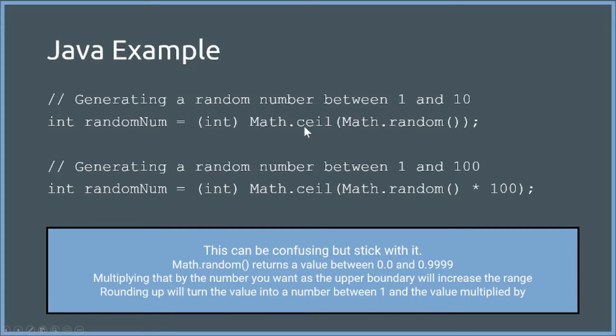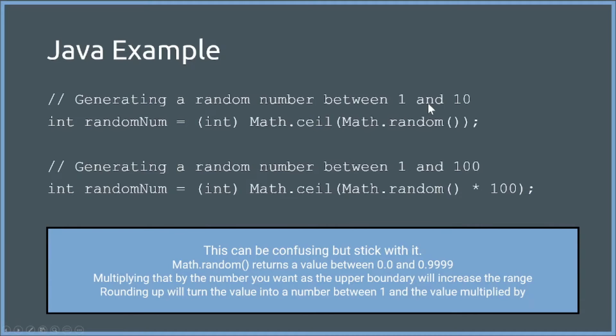We do Math.ceil, so this means round up. No matter what number we get, we're going to always round up. So that means instead of having a number between 0.0 to 0.9, we're now going to always get 1, and it will give us a number up to 1. So actually, in this example, we will only get random numbers between 1 and 1.